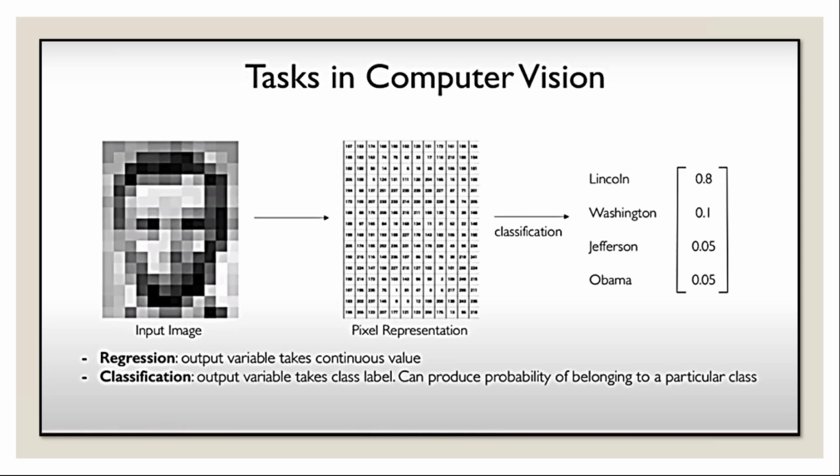So which probability gives more here? Lincoln. So whose image is it actually? It is a Lincoln image because it gives a more probability value. Your network gives a more probability value for Lincoln. So this image, it's a Lincoln image. So this is the way you have to identify your face.